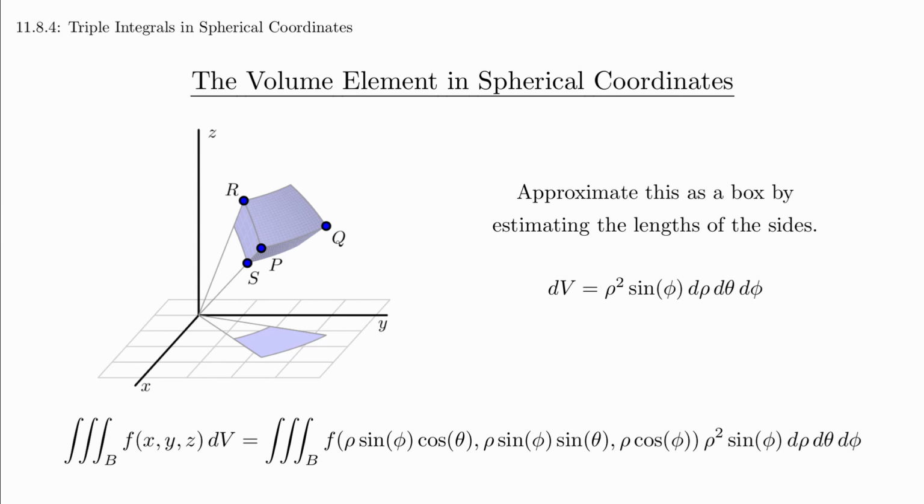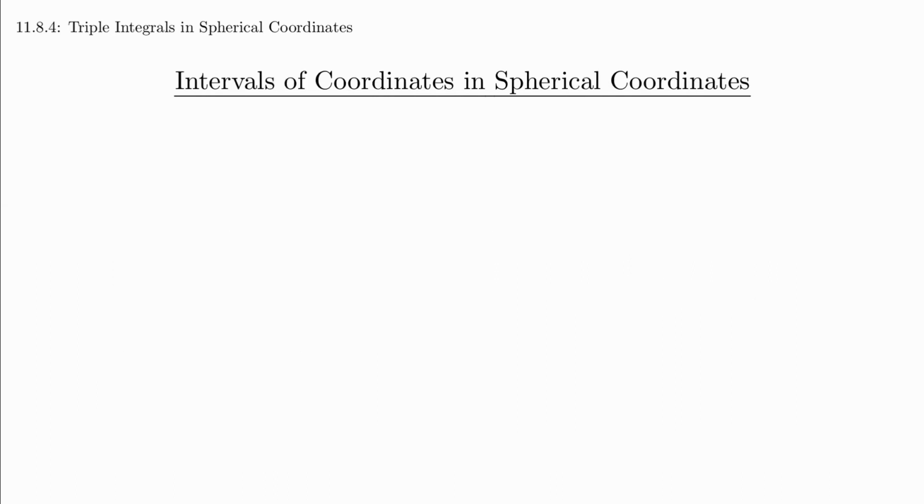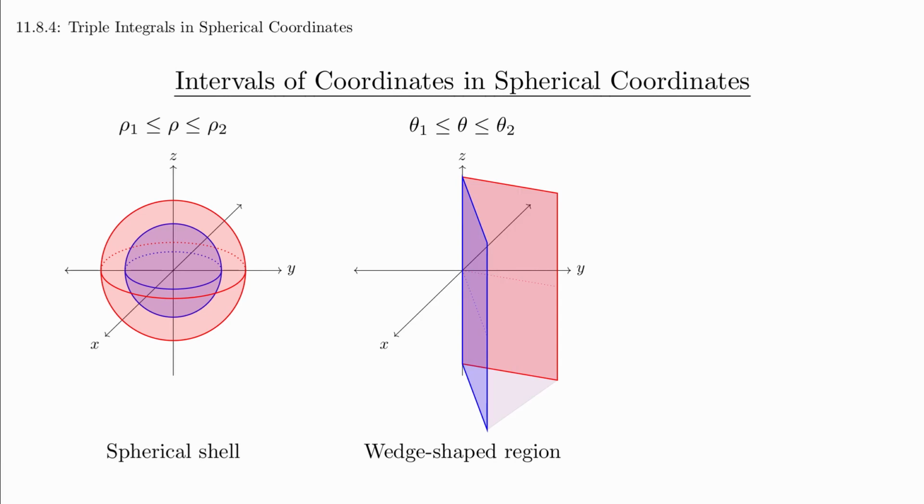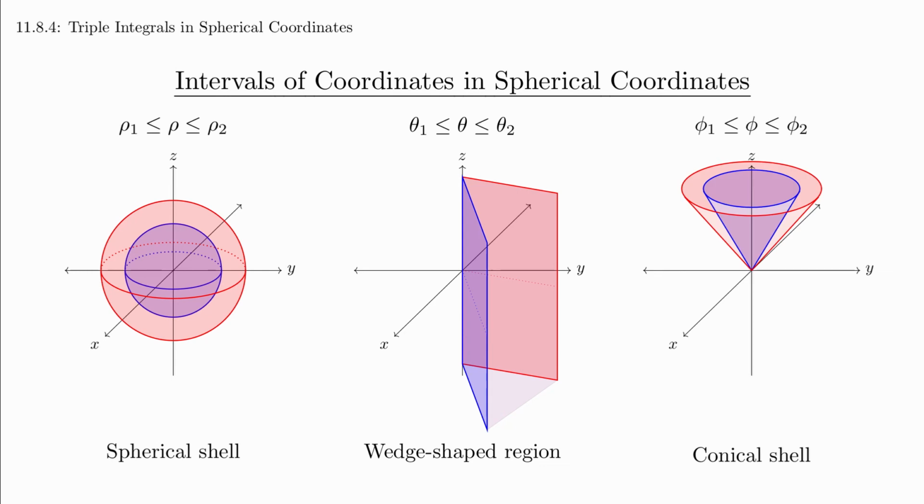You are looking at trying to set up a sequence of lower to upper regions that map out the final shape. The diagrams we created earlier can be extended to help think about lower to upper shapes. For rho, you get a spherical shell. For theta, you get a wedge-shaped region, sort of like a slice of a tall circular cake. And for phi, you get a conical shell, somewhat like an ice cream cone.